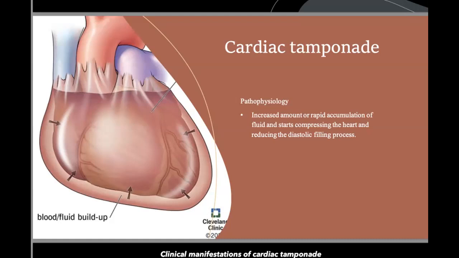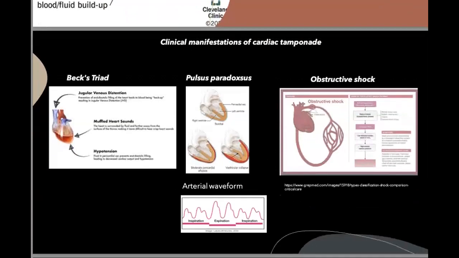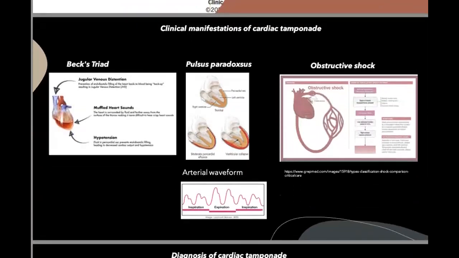So cardiac tamponade is an increased amount of fluid in a very rapid time, and pericardial effusion is just gradual fluid accumulation. And for the clinical manifestation of cardiac tamponade, we have a big triad, and it is actually a triangle for the most part.